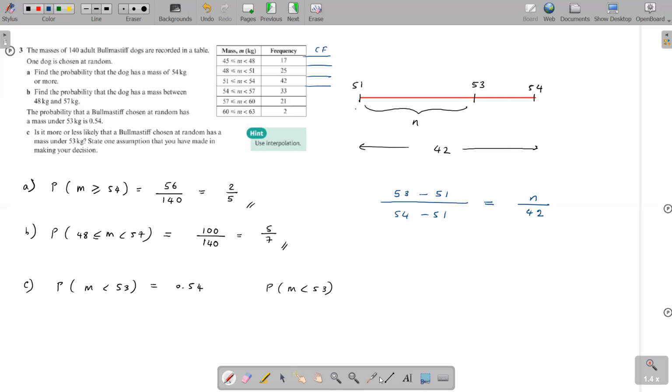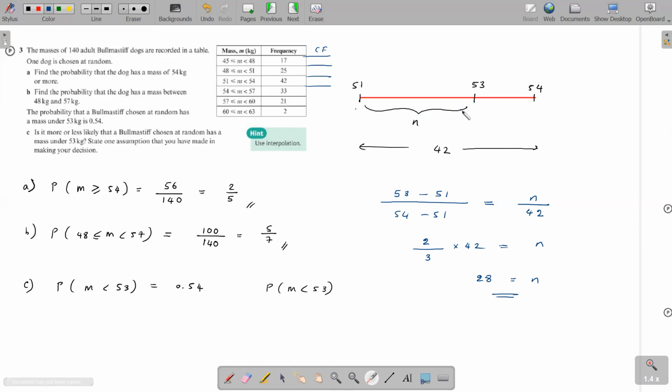Okay, so I'm going to get the n value here. I'm trying to find how many dogs are there between 51 to 53. So let's do the calculation. 53 minus 51, that's 2, over 3, times 42 equals n. Agreed? So how much is n? 2 over 3 times 42 is 28, right? So n is 28, which means out of the 42 dogs, 28 of them are between 51 to 53.